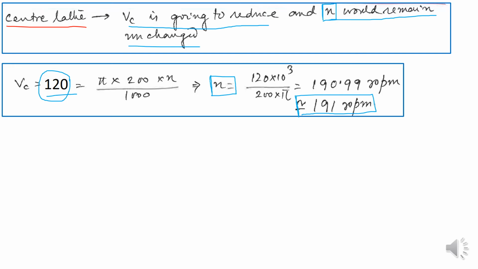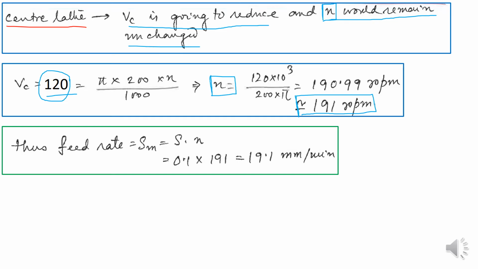Once the rotational speed has been calculated, we can calculate the feed rate. The feed rate can be calculated as Sm, which is S into N. S is the feed per revolution of the job, which is 0.1 millimeter, and N is 191 rpm. So, the feed rate is 19.1 millimeter per minute. So, this is the feed rate that you can calculate.